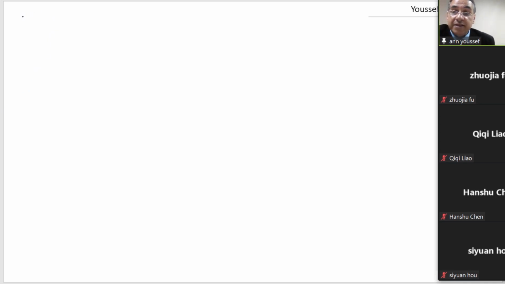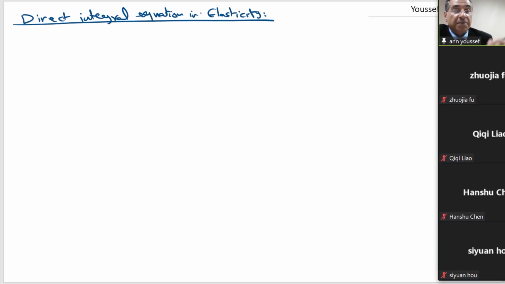So, formulating the direct integral equation in elasticity. I know I'm talking about a lot of stuff like jump terms, Cauchy principal value, and all of this. We will cover all of this in the coming lectures. We need time to build up the knowledge of the boundary.